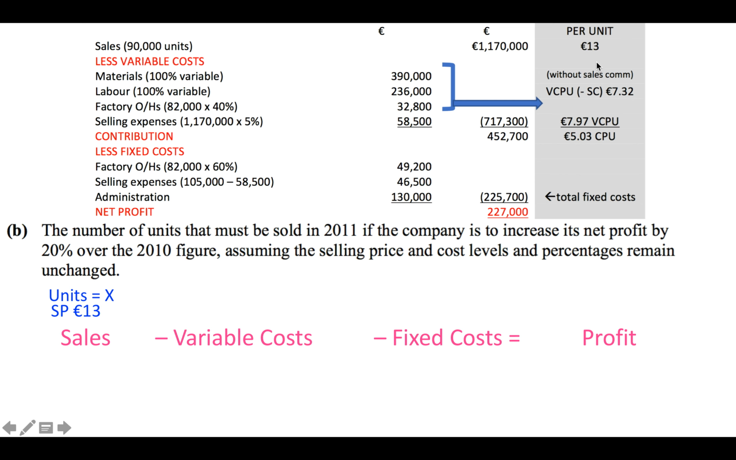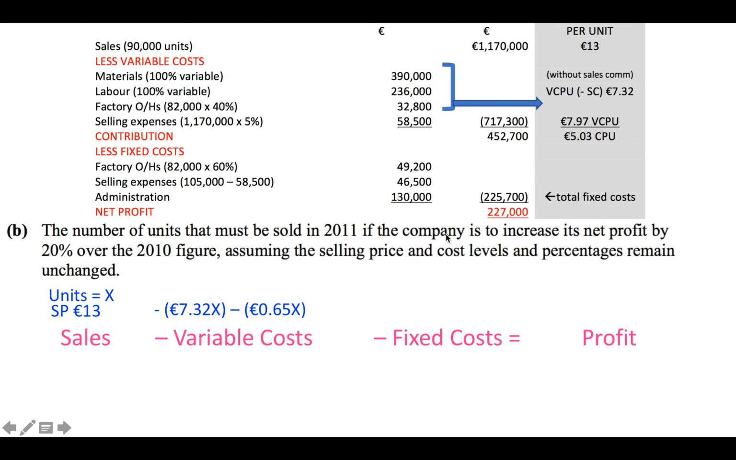Okay, we're going to minus the variable cost. Now, if my selling price has not changed, I can use the variable cost per unit that has the selling commission in it. So my variable costs are going to be the number of units, which is X, multiplied by 7.97. It's the exact same thing as 7.32 plus the 65 cents. So 7.32 and 65 cents is 7.97, so I can just use that figure there.